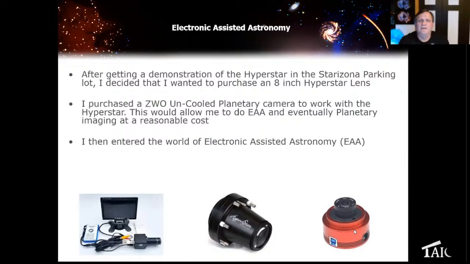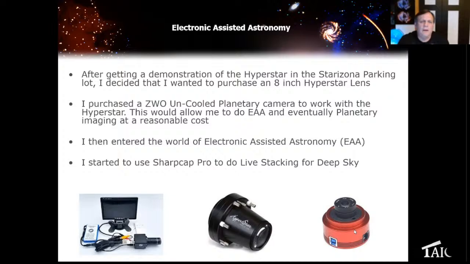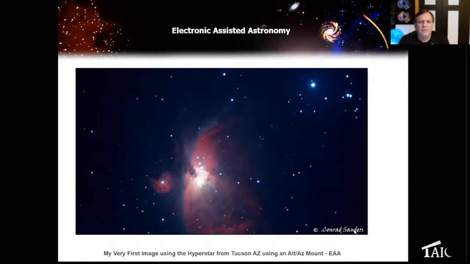And then we talked about electronic assisted astronomy. That was my start of it. And then I also started using SharpCap Pro to be able to do live stacking for deep sky, taking very short exposures with my alt azimuth mount. And here is my very first image from the Starzona parking lot in Tucson using an alt azimuth mount. And I was very excited about that. Steve at Starzona helped me produce my first image. So I was pretty excited about that. I couldn't wait to get my Hyperstar and come home and try it out.